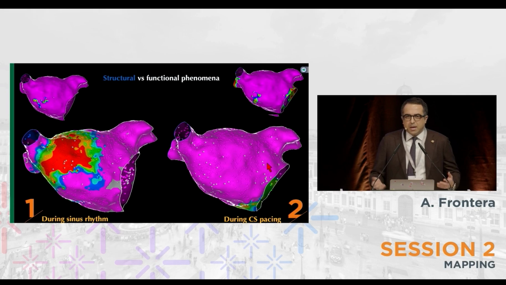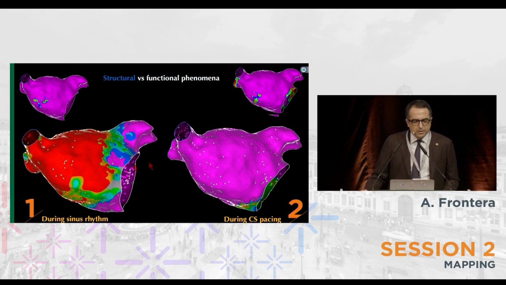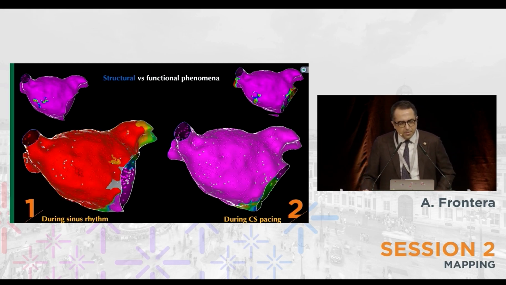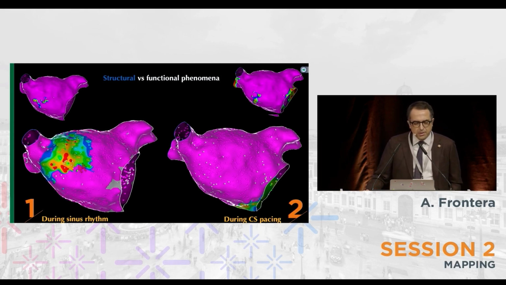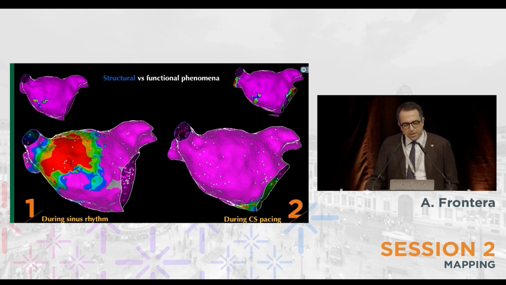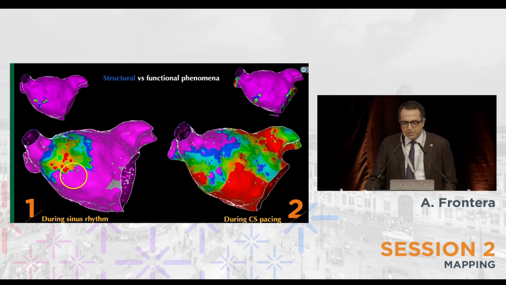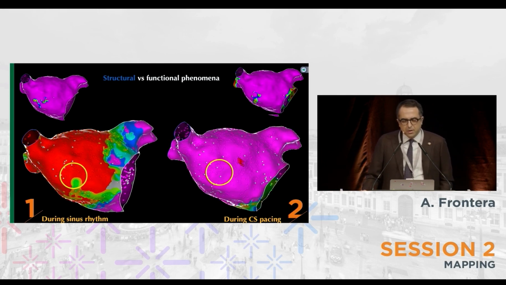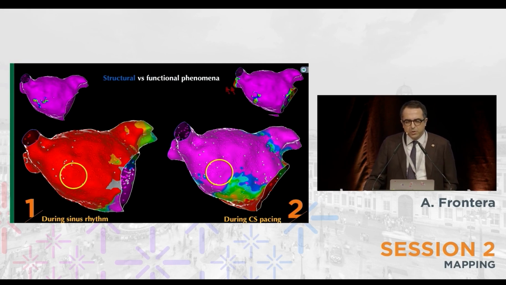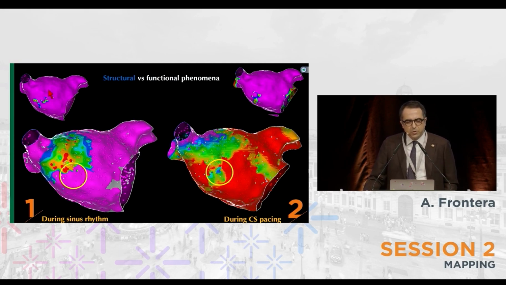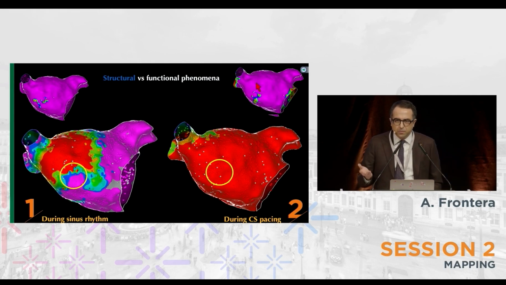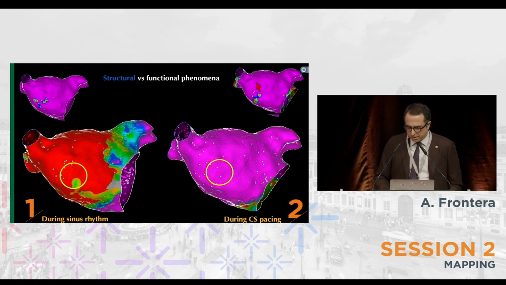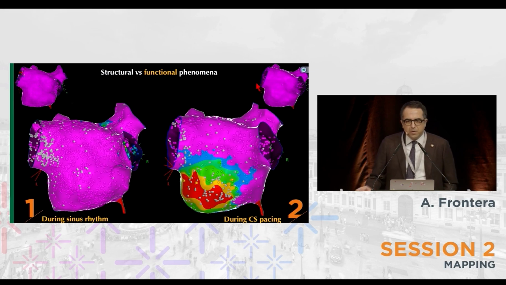So let's have a look together at some phenomena. This is a structural phenomena. This is a sinus rhythm map coming from Greece. Thank you, Dr. Stelios. You see there is a Bachmann slow conduction here and an area of delayed activity here. And look what happens during pacing. The same area is displayed. Also the bipolar voltage, the respective bipolar voltage during sinus rhythm and during pacing, confirm there is an area of disease here.